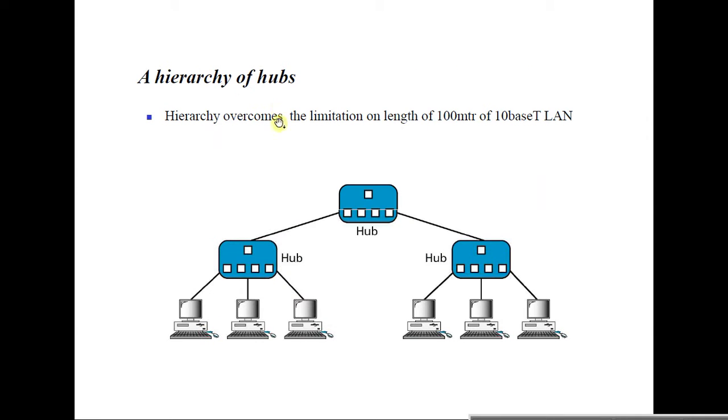By using these hubs, or by creating a hierarchy of hubs, we can increase the length of the LAN. Generally, 10BaseT LAN has a limitation: it can be used only for 100 meters. We can increase the length of the LAN by using a hierarchy of hubs.